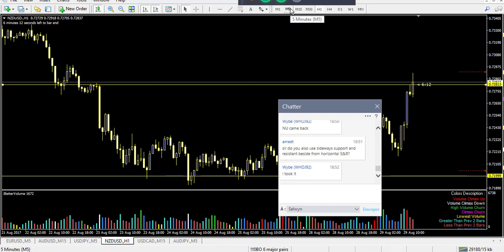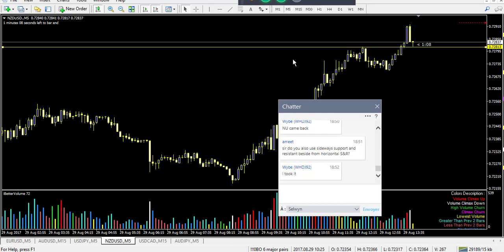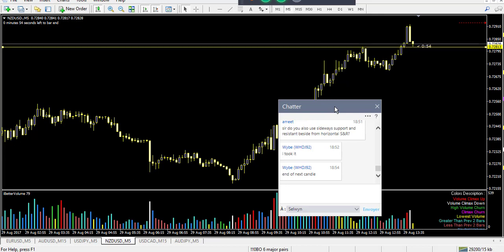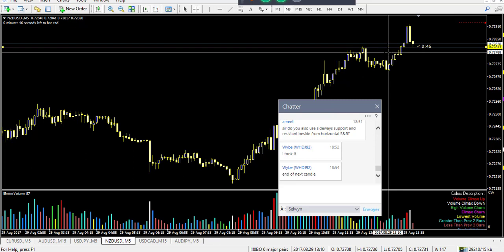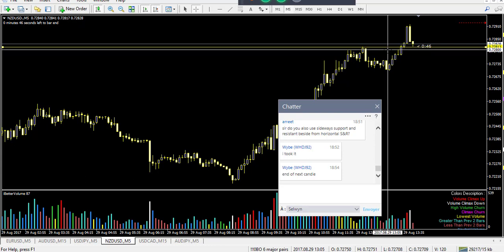Did you take exactly 5 minutes or the end of the next candle? End of the next candle, so 5 minutes more, 6 minutes actually. Okay. Yeah. Yes, our round number is not very far away actually. So it might reject from there, based on the 1 hour chart.